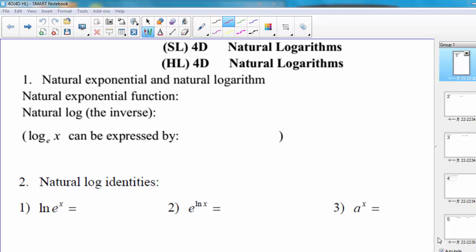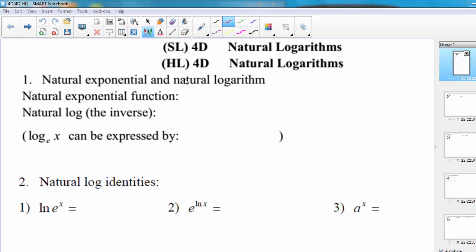Okay, our topic today is natural logarithms. Natural logarithms are a special type of logarithm. So let's look at what the natural logarithm is. Before we talk about the natural logarithm, we need to talk about the natural exponential function.